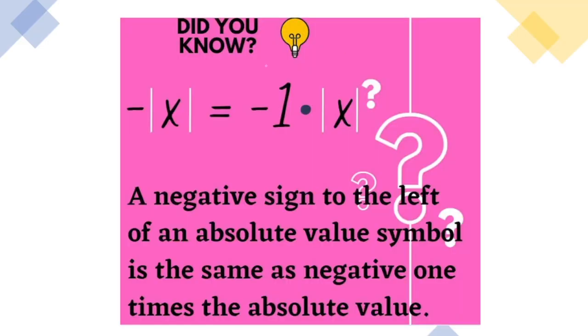Absolute value. A negative sign to the left of an absolute value symbol is the same as negative 1 times the absolute value. So whatever number comes out of the absolute value, then you multiply it by negative 1 and the answer changes. Because out of absolute value the number always comes out positive. Let's say you put negative 2 in the absolute value, and then there is a negative outside it. So negative 2 will come out as a 2, and then you multiply it with negative 1, which will change it again to negative 2.